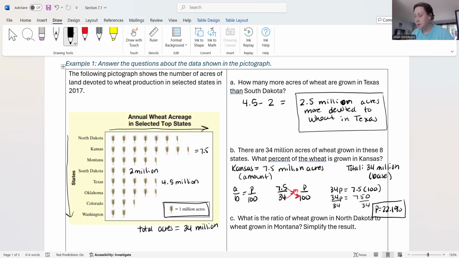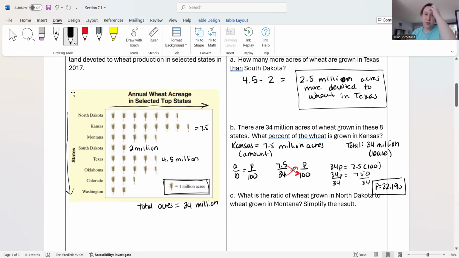grown in Kansas. All right, last up, we have what is the ratio of wheat grown in North Dakota to wheat grown in Montana? So let's look at North Dakota and Montana. So North Dakota, we have 1, 2, 3, 4, 5, 6.5 pieces of wheat. Montana, we have 1, 2, 3, 4.5 pieces of wheat. And so we're interested in North Dakota to Montana. So North Dakota to Montana, well, we have 6.5 to 4.5.